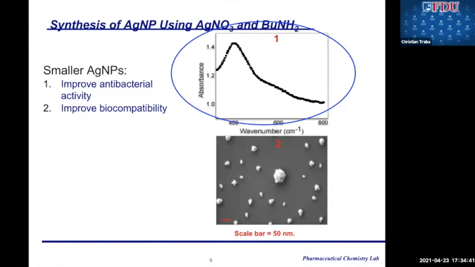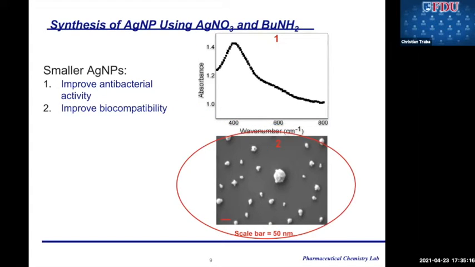Figure 1 is a UV-Vis spectrum of silver nanoparticles synthesized throughout the study, where absorbance is on the y-axis and wave number is on the x-axis. We used the silver nitrate and butylamine approach to synthesize our nanoparticles. The absorbance from nanoparticles synthesized throughout this study was observed around 400 nanometers, and these results are in agreement with other published work.